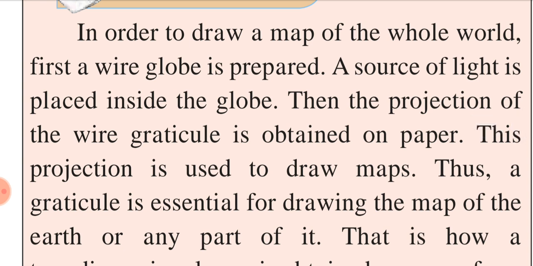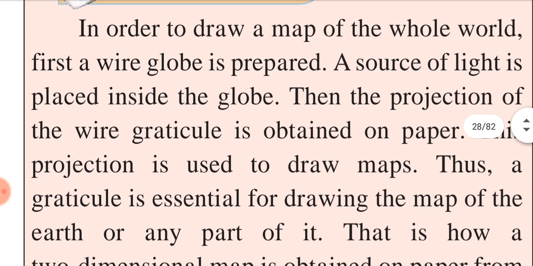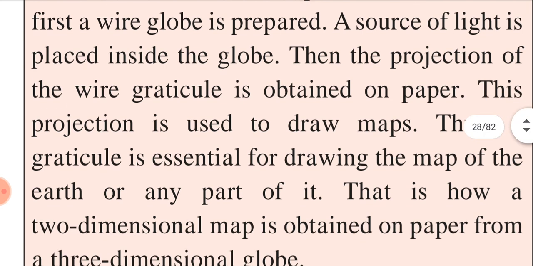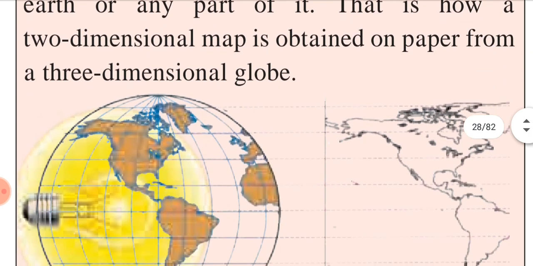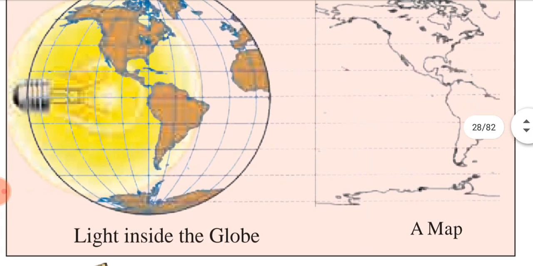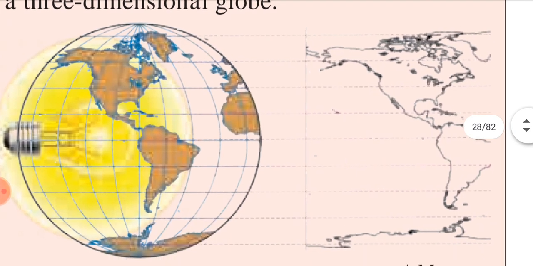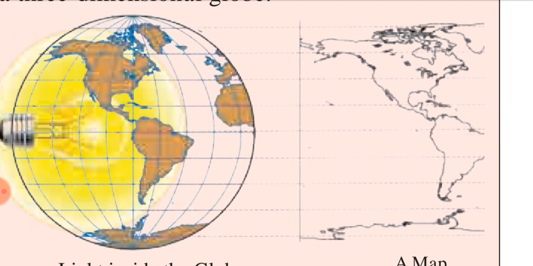In order to draw a map of the whole world, first a wire globe is prepared. A source of light is placed inside the globe. Then the projection of the wire, that is graticule, is obtained on the paper. This projection is used to draw maps. Thus a graticule is essential for drawing the map of the earth or any part of it. That is how a two-dimensional map is obtained on the paper from a three-dimensional globe. See this globe? There's a light inside this globe and this is a map.